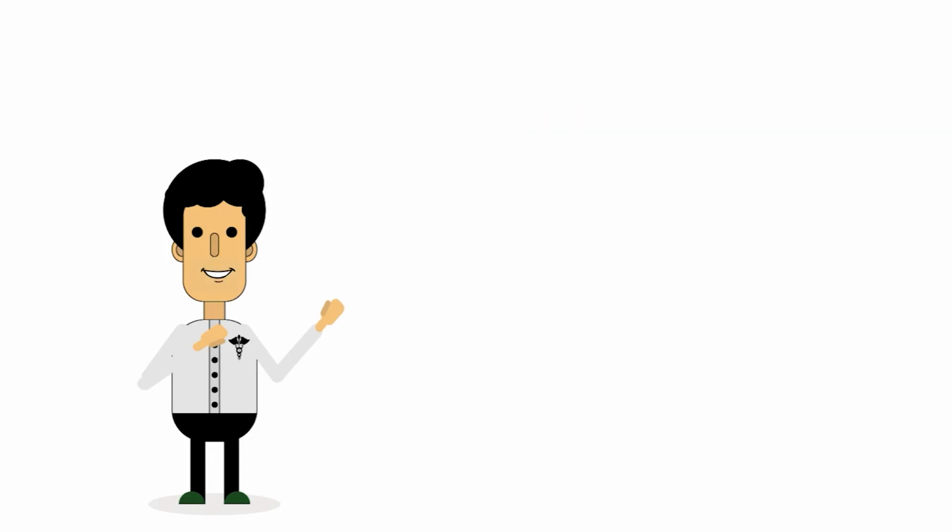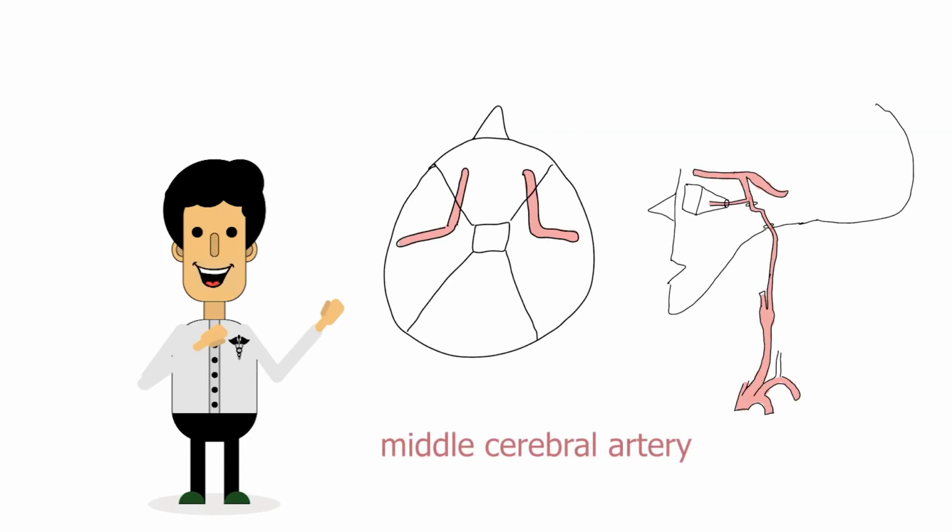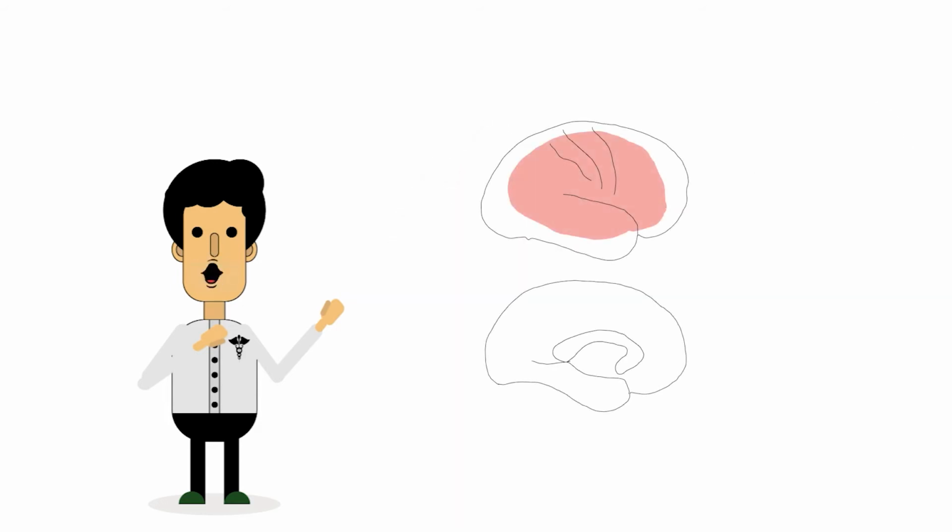cerebral hemisphere. The middle cerebral artery is the largest branch of the internal carotid, runs laterally in the lateral cerebral sulcus, and supplies this region of cerebral hemisphere.